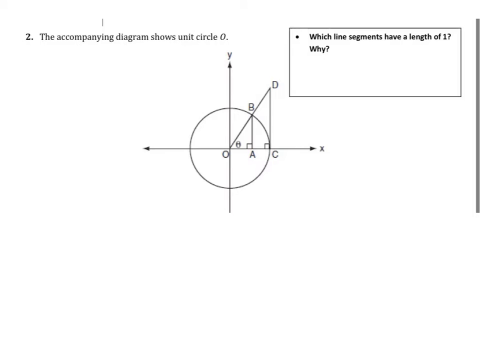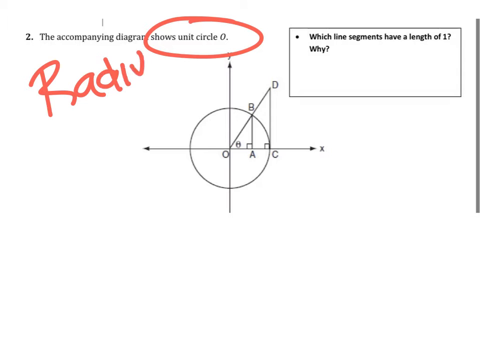So here's the first question. Which line segments have a length of 1? Now, again, they told me it's a unit circle, so any radius, that's what I want to remind myself of. If it's a true radius, it has a length of 1. So basically, you have to start at the origin, at the center of the circle, and you're looking to see who at the center goes out and touches the circle.